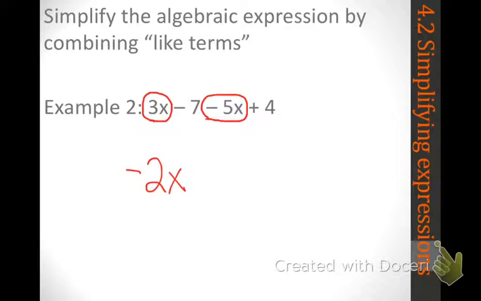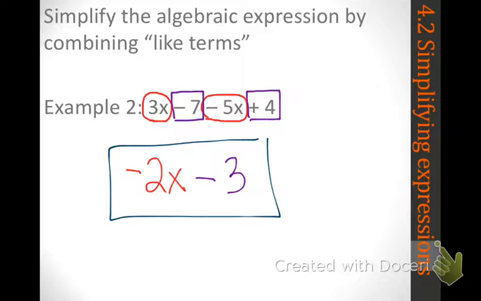Now let's move on to the constants. I have negative 7 here plus 4. So we're always using our integer operations. Negative 7 plus 4 would result in negative 3. So the answer to this problem is negative 2x minus 3.